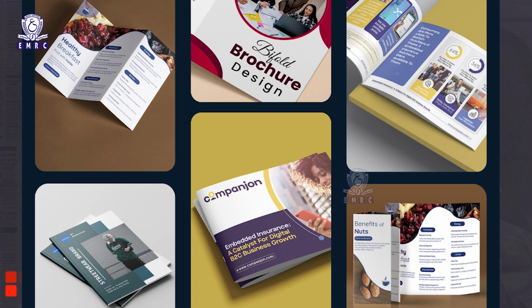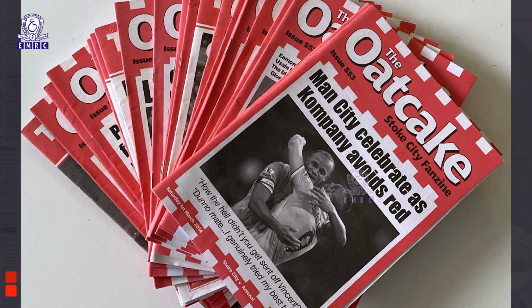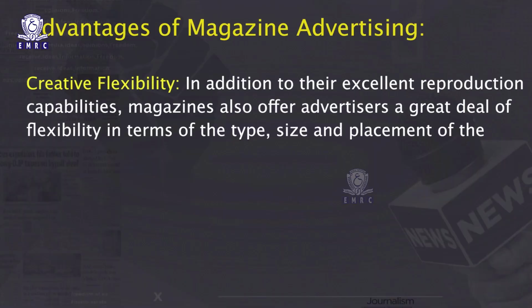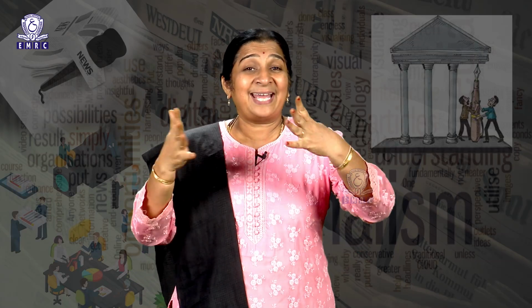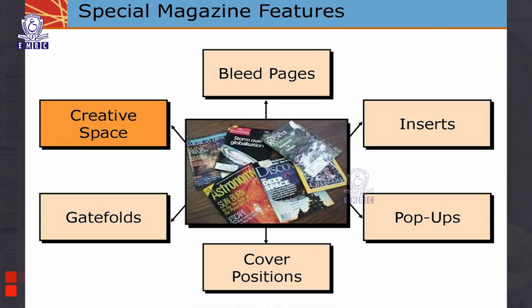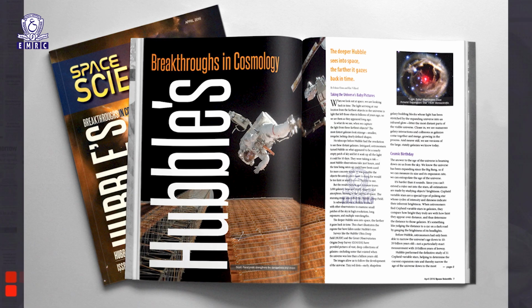The use of color has become a virtual necessity in most product categories, and more than 2/3 of all magazine ads now use color. Creative flexibility. In addition to their excellent reproduction capabilities, magazines also offer advertisers a great deal of flexibility in terms of the type, size and placement of the advertising material. Some magazines offer, often at extra charge, a variety of special options that can enhance the creative appeal of the ad and increase attention and readership. Examples include gatefolds, bleed pages, inserts and creative space buys.